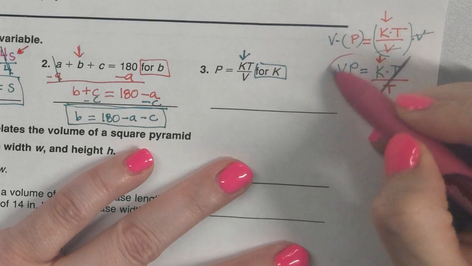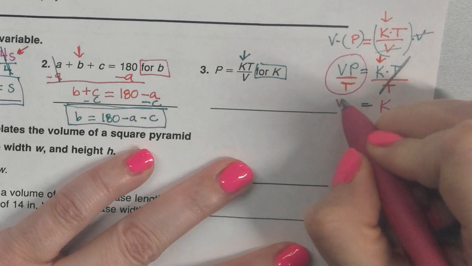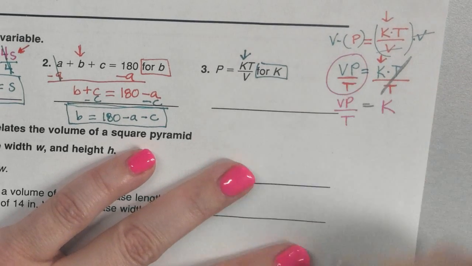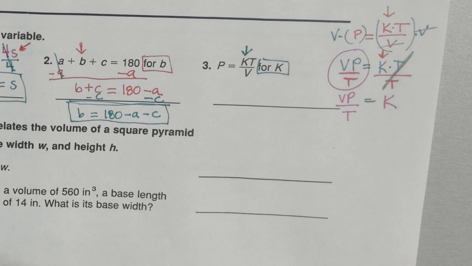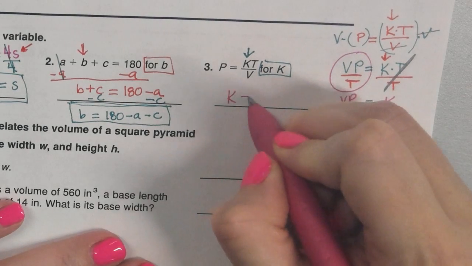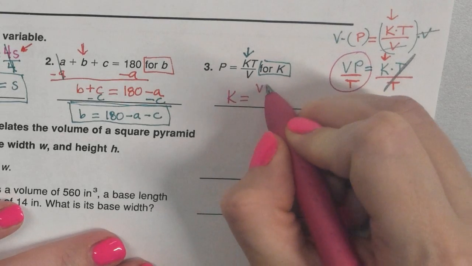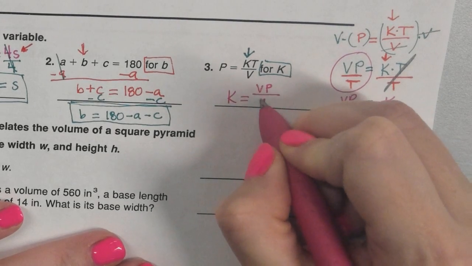This side is exactly what you see, VP over T. Okay, so K equals VP over T.